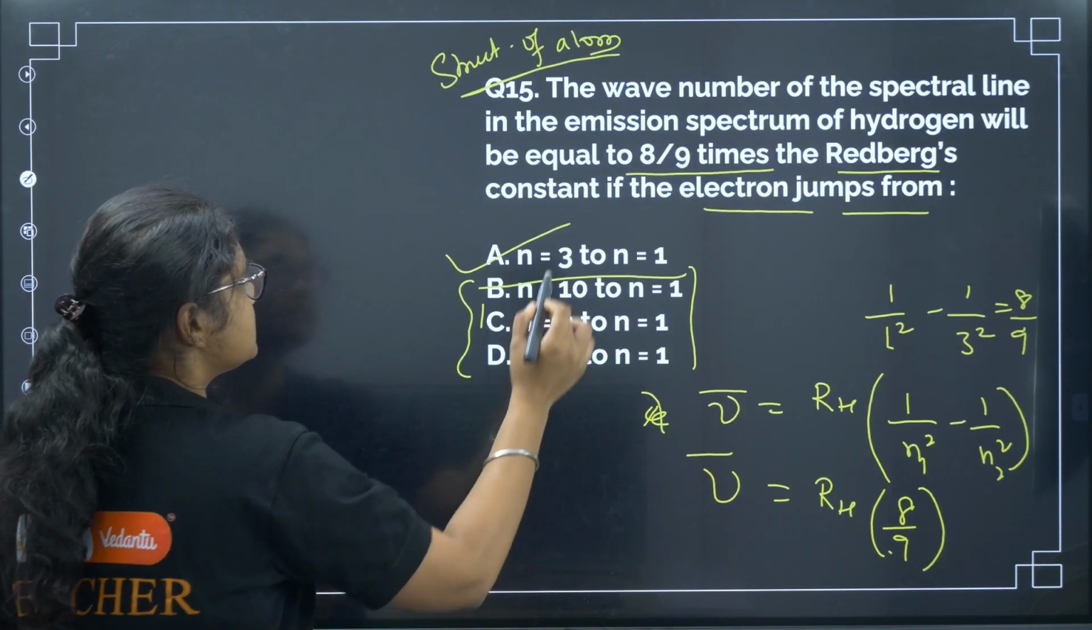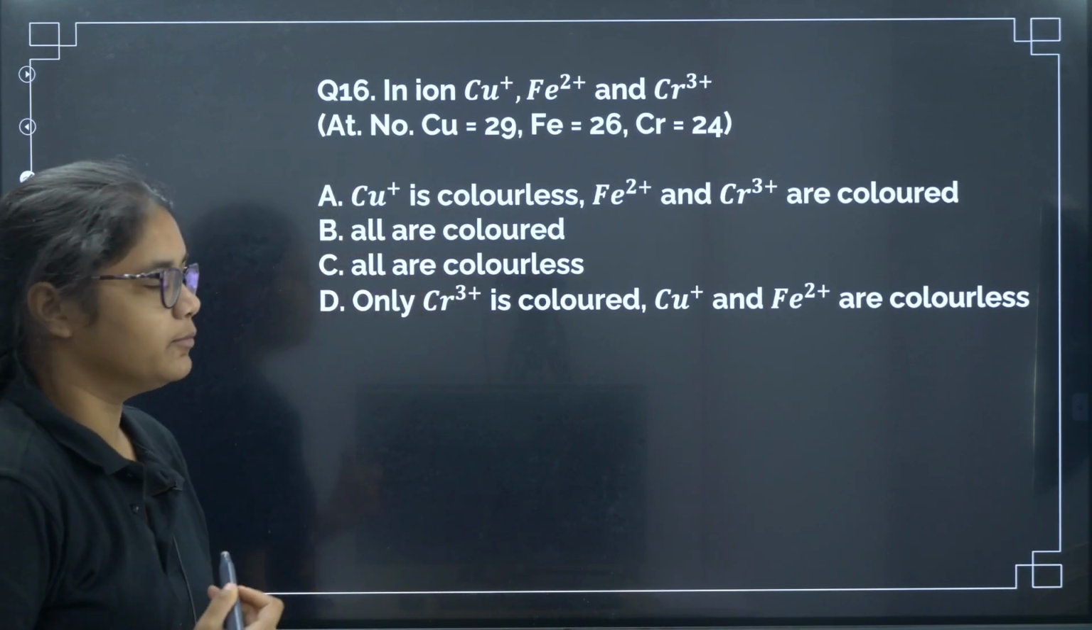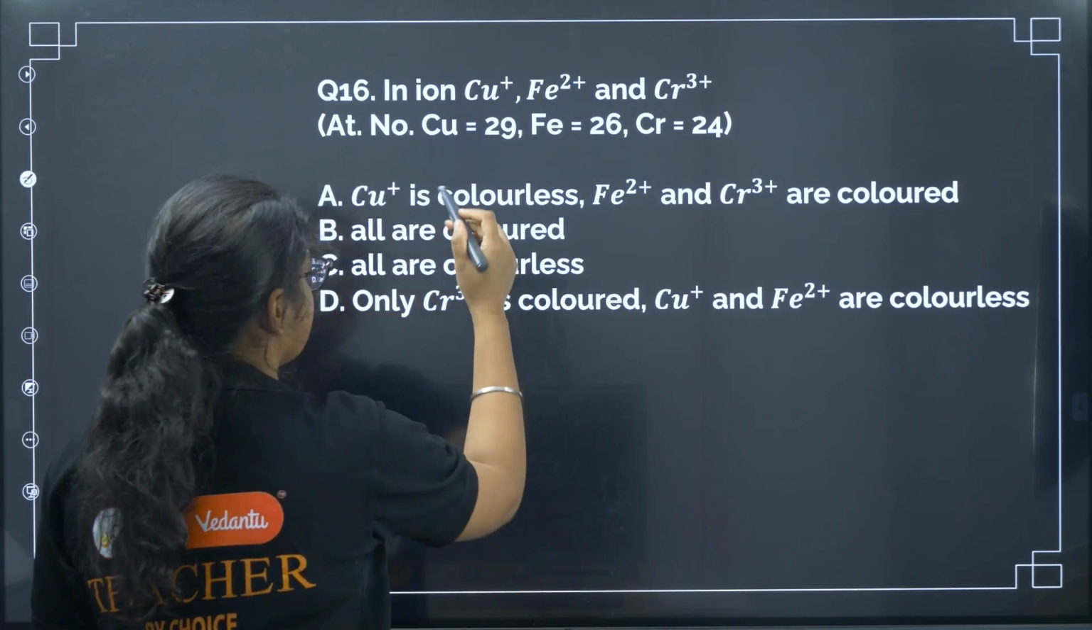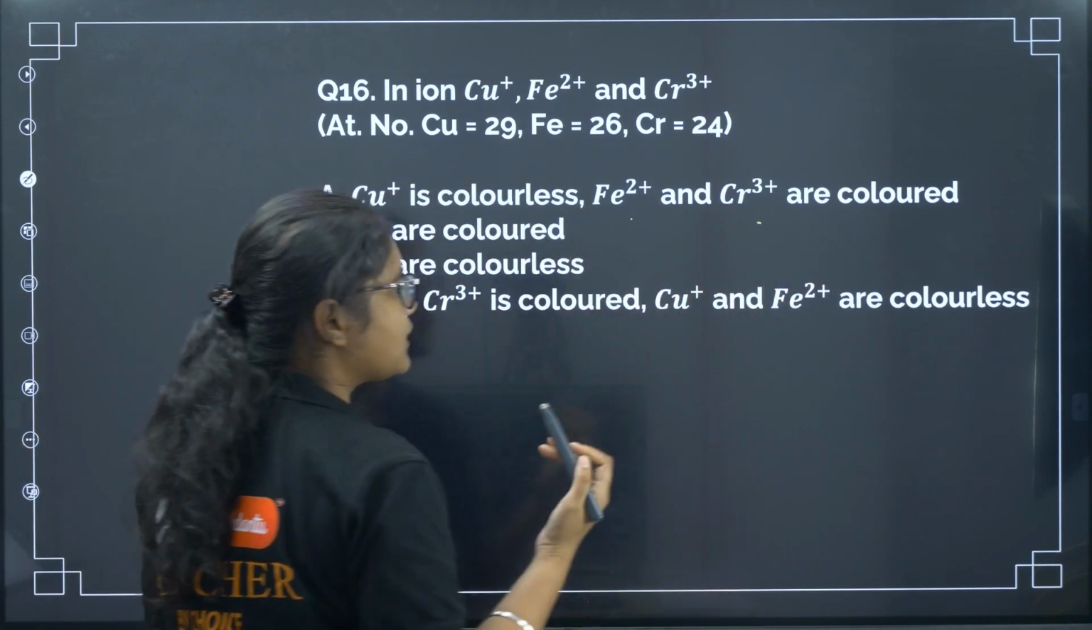In iron, so this question is also very easy. The only thing is you need to know the formula. Next, in iron, Cu+, Fe2+ and Cr3+, the atomic numbers are given. Cu+ is colorless, and for Fe2+ and Cr3+, about color it is given, right?